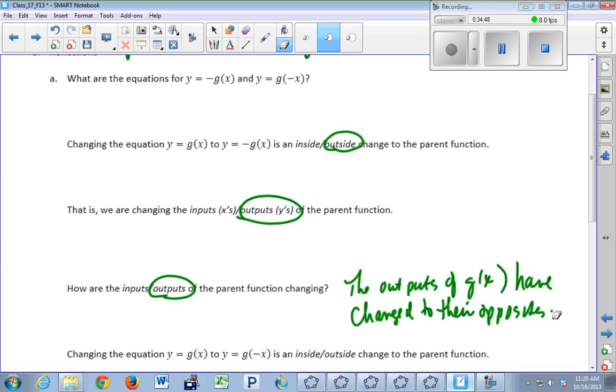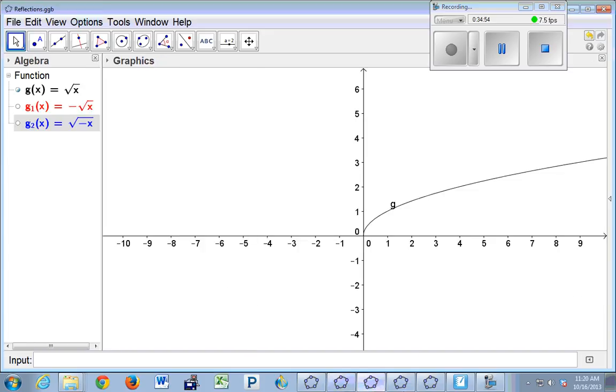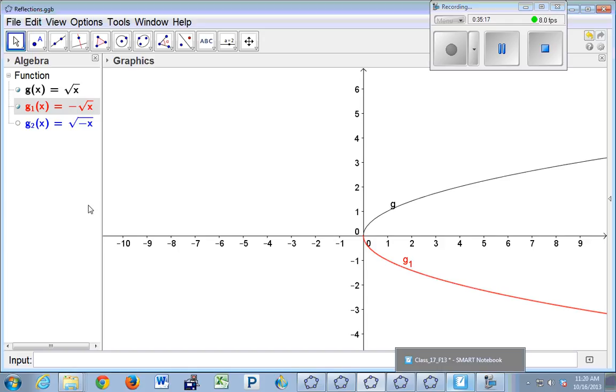So let's take a look at what this would look like on the graph. Here's g. Am I doing the red one or the blue one? Red. I'm affecting the outside of the function. Here's my transformation, that little dash, and it's outside my original function. So there's my transformation.